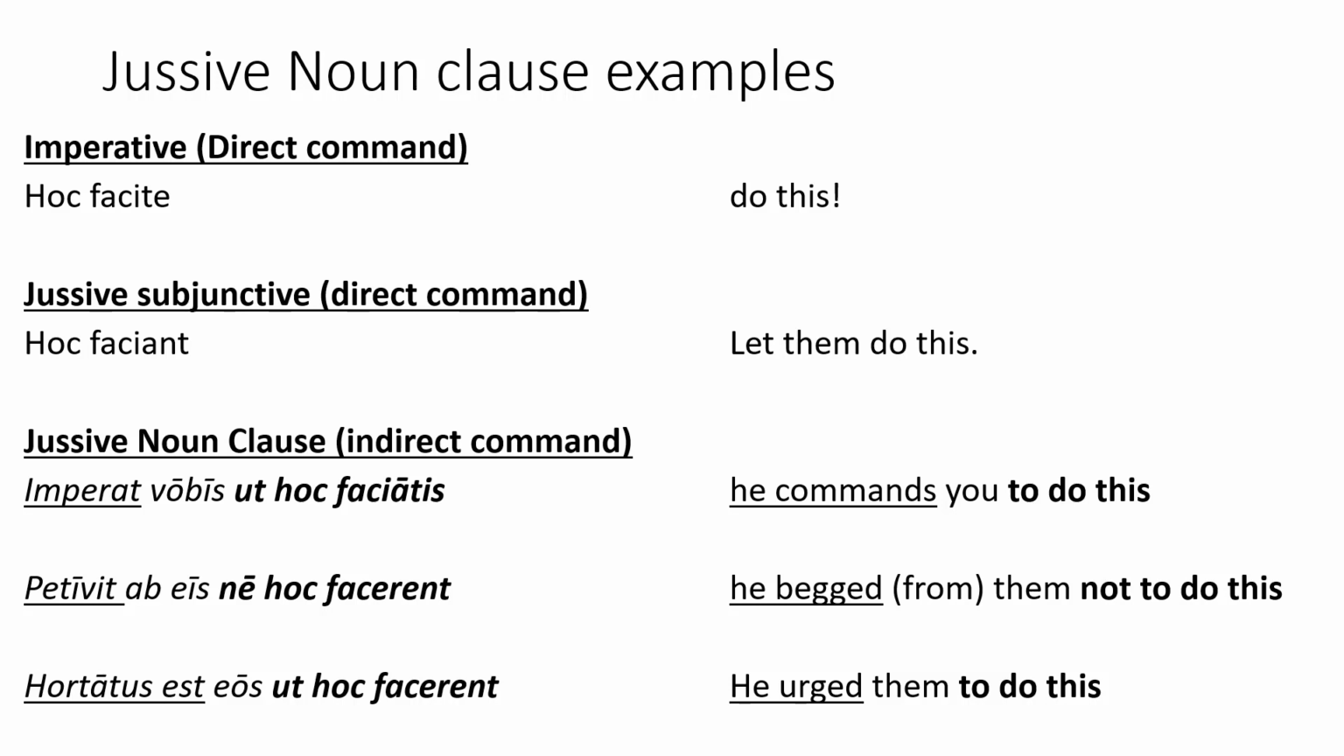Our final example is hortatus est eos ut hoc facerent. The head verb of asking, advising, requesting, ordering, etc. in this sentence is hortatus est. The jussive noun clause is introduced by ut, and because our main verb is perfect, the subjunctive is the imperfect facerent. The jussive noun clause is translated as to do this, and the whole sentence as he urged them to do this.